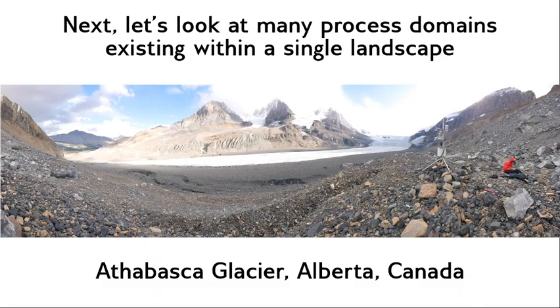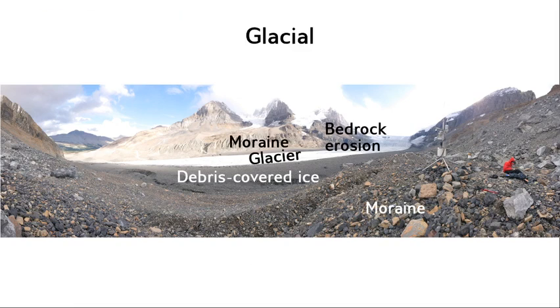So this is a picture. Billy's on the right. His weather station is over there too. And so we're in the Athabasca Glacier, Alberta, Canada, and looking for multiple process domains within this single image. So I just wanted to show you, obviously this is a glacial process domain. So there's a glacier, which I've marked in the middle.